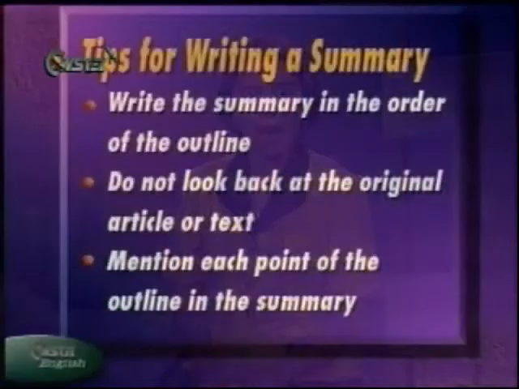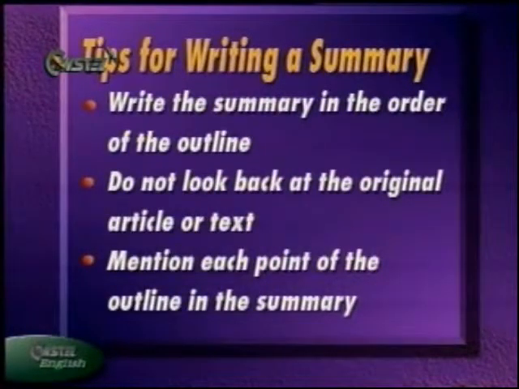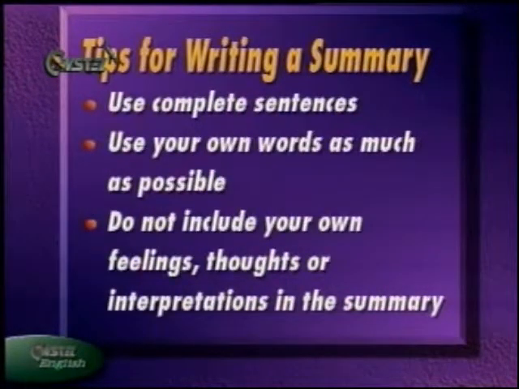What are some tips we can give our students when they make their summaries? We can tell them to do the following. Tips for writing a summary. Write a summary in the order of the outline. Each student in the group will use the group's outline. Do not look back at the original article or text. Mention each point of the outline in the summary. Use complete sentences. Use your own words as much as possible. Do not include your own feelings, thoughts, or interpretations in the summary.